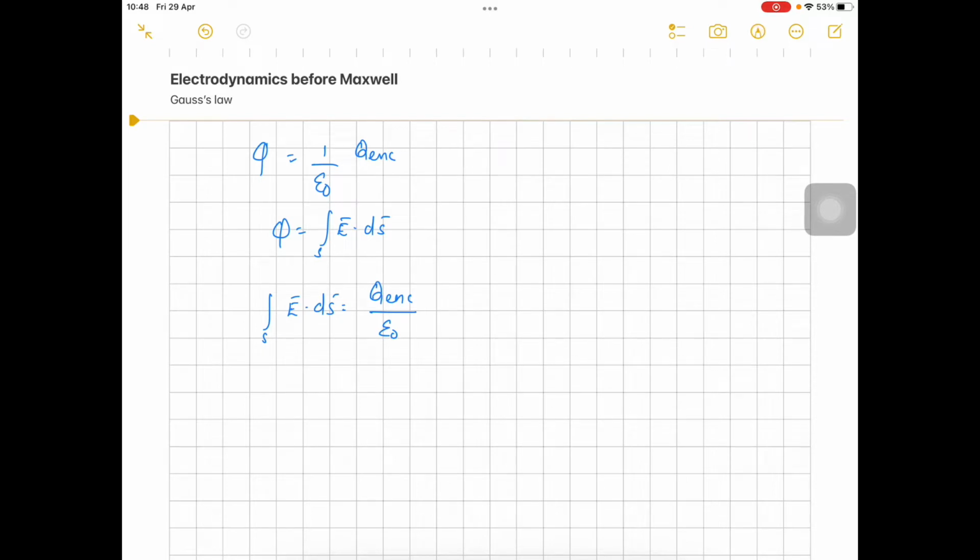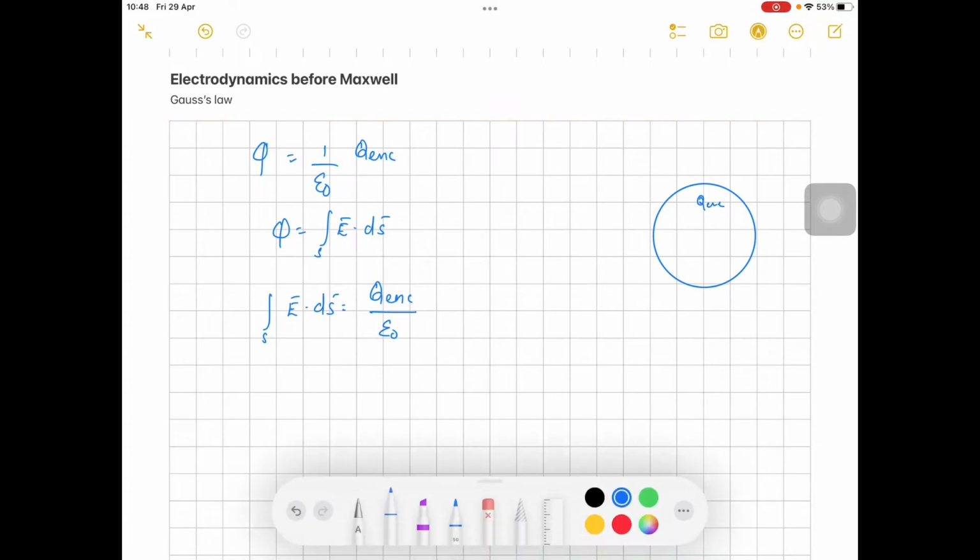Okay, here we can consider a closed surface. This is a closed surface. Q enclosed is the total charge within that closed surface. Okay, now we have to write the differential form of this Gauss's law. For that, we are considering a small volume inside this closed surface. Okay, let the volume element be d tau and rho is the charge density.